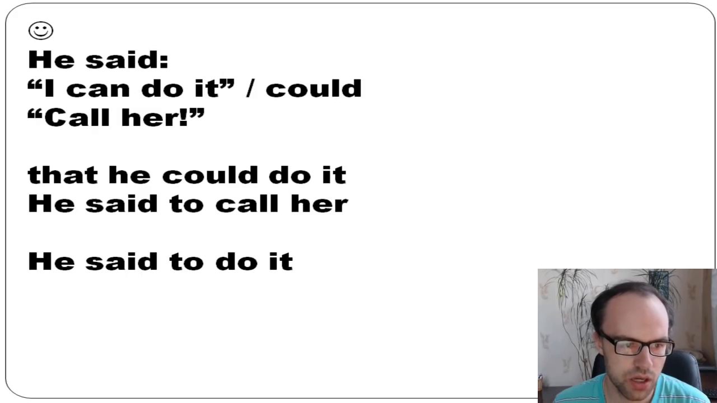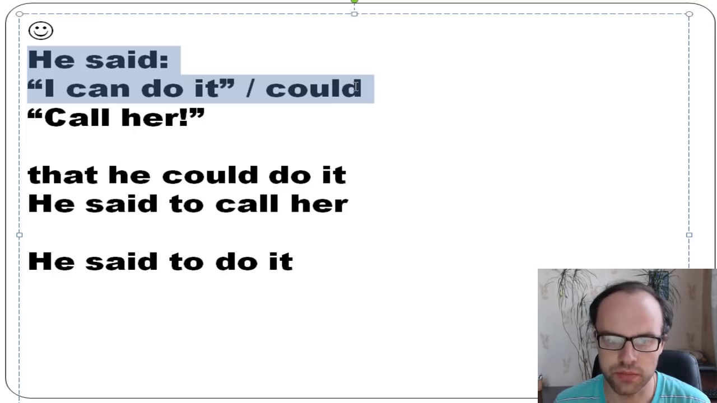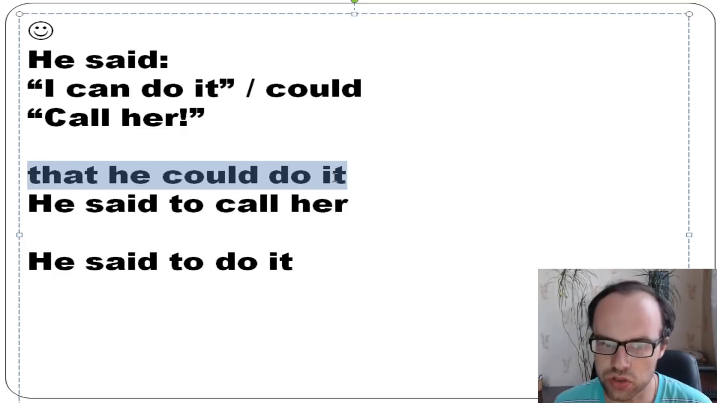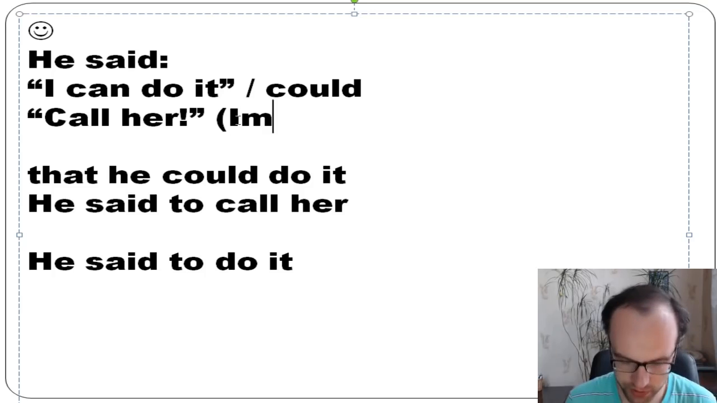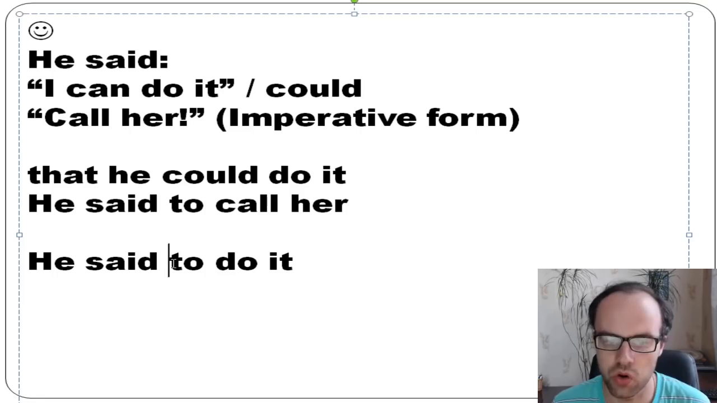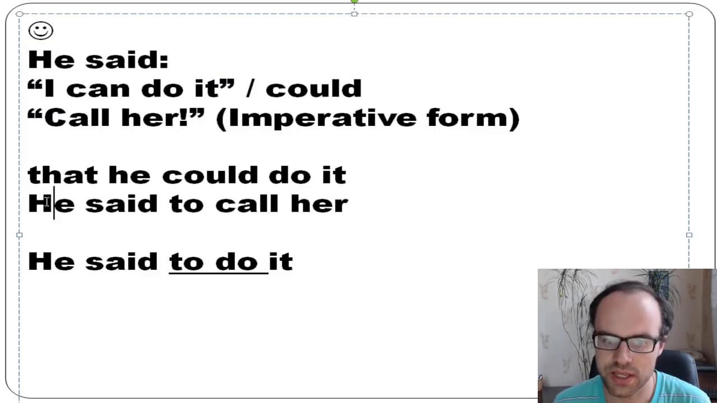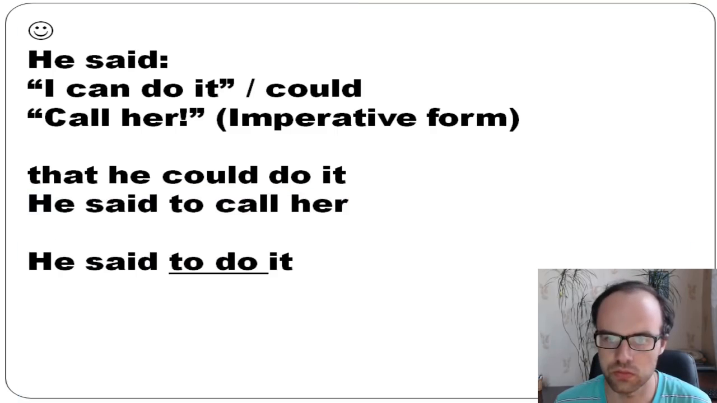Well, he said I can do it. We change can to could. He said that he could do it. And if it's an imperative form, we use an infinitive. Look, he said call her, so he said to call her. For example, he said do it, he said to do it. Good.